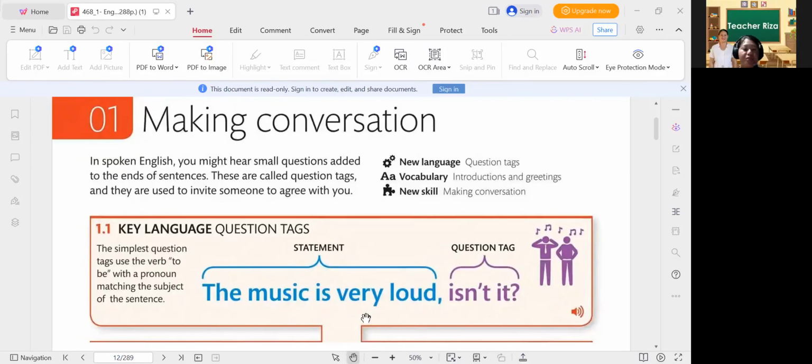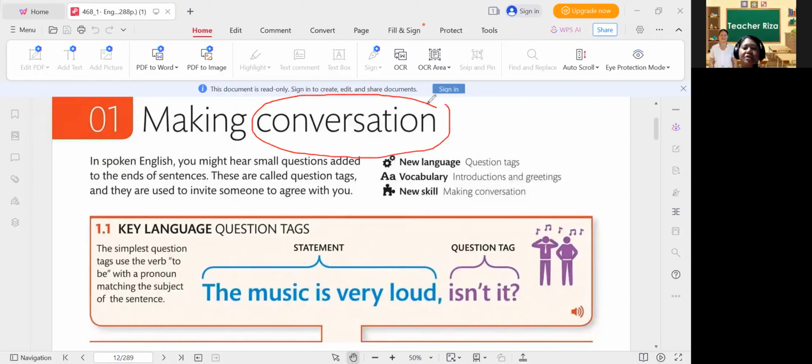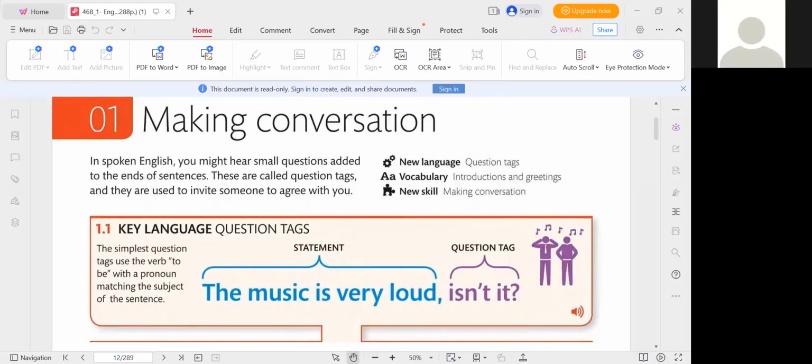So this time, let's start with this one. We have step one, making conversation. Do you know what is conversation? I don't know. Okay, it's okay. So when we say conversation, it's like you're talking to your friends, your family, your parents, your relatives. So that is conversation. You are talking to someone, just like us tonight. Talking with each other. Understand? Yes. All right, very good.